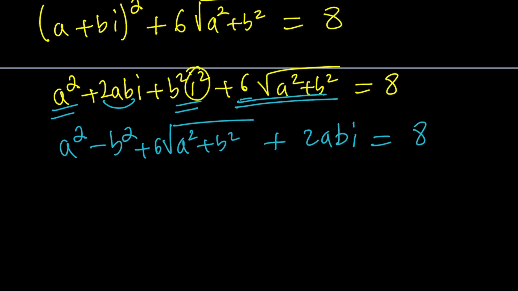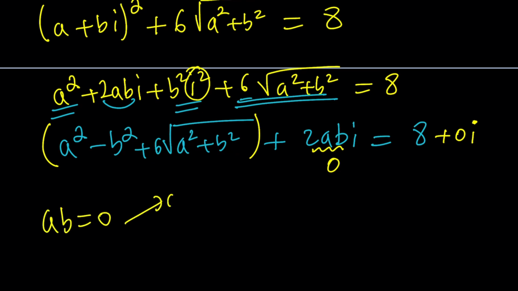Great. Now, notice that on the left-hand side, we have a complex number whose real part I put inside parentheses, and whose imaginary part is 2ab. But wait a minute. On the right-hand side, we have a real number whose imaginary part is 0. So this is kind of like 8 plus 0i, right? There's a hidden 0 there. So we're going to set the imaginary part equal to 0, which makes things a lot easier. So if 2ab is 0, that means ab is 0, and that just means a is 0 or b is 0. We're going to consider two cases, okay?